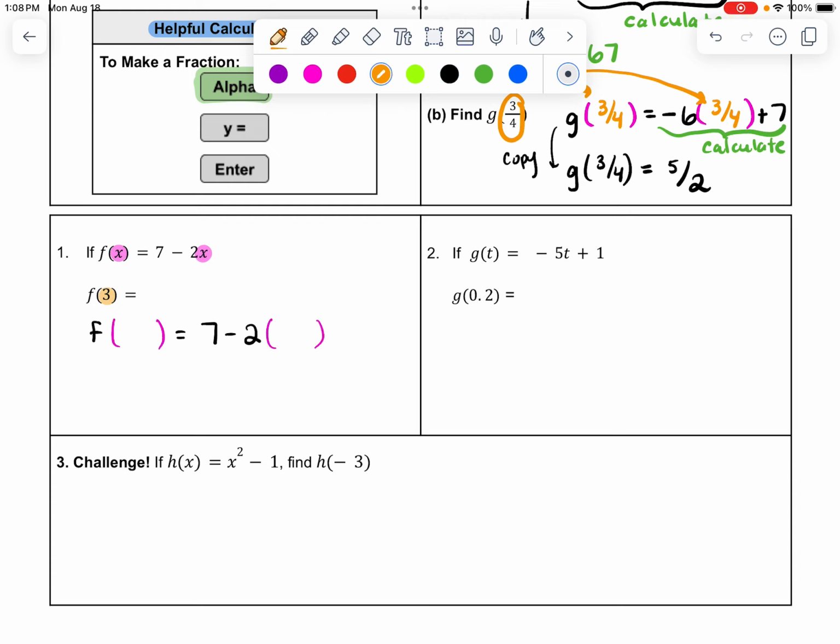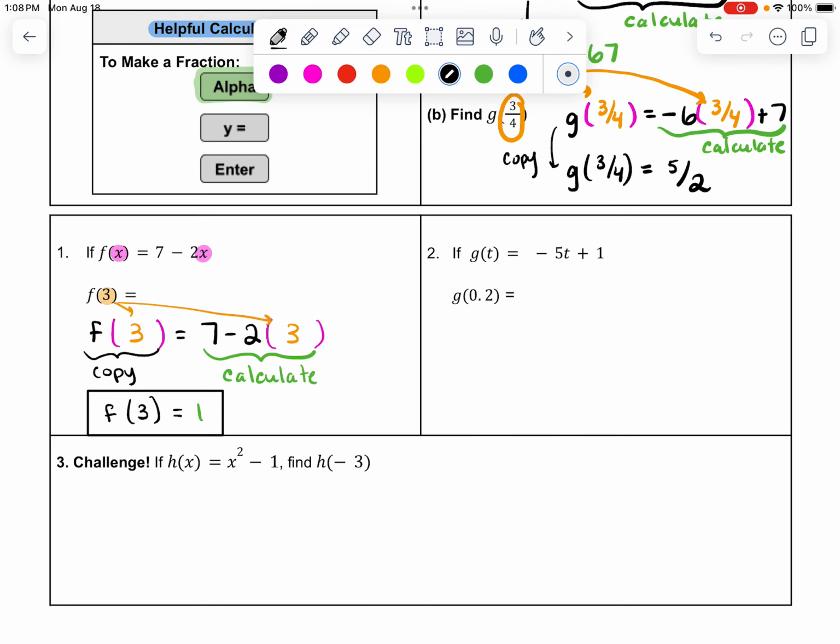Then I'm going to fill my number into both of those parentheses. So I'm going to have a 3 here and a 3 here. I'm going to copy down the f of 3. That's just the name of the function. We don't do anything with that. And I'm going to type the 7 minus 2 times 3 into my calculator. And that gives me 1. And this right here is my final answer for this problem.